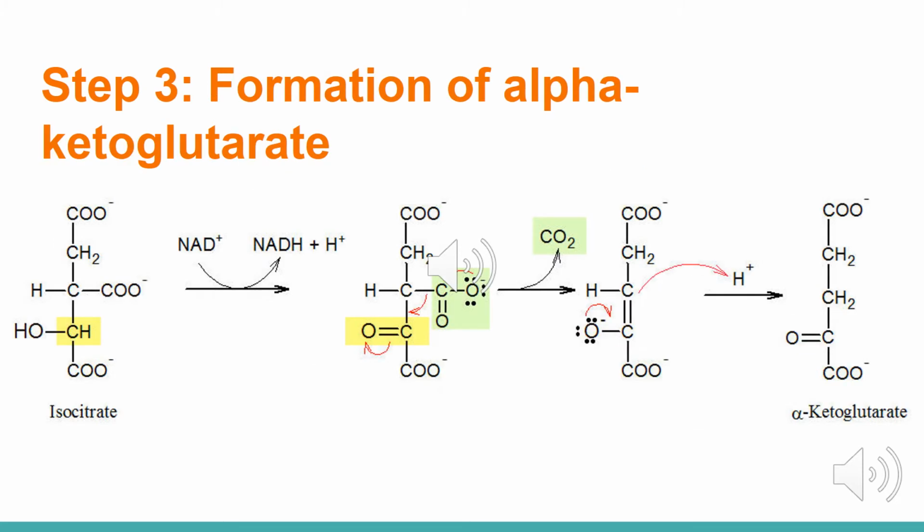Step 3 of the Krebs cycle is the conversion of isocitrate to alpha-ketoglutarate via the enzyme isocitrate dehydrogenase. This is going to proceed in 2 steps, the first one being the oxidation of isocitrate, which is going to produce our first NADH molecule of the Krebs cycle. The second step is the decarboxylation, which will produce one CO2 molecule.